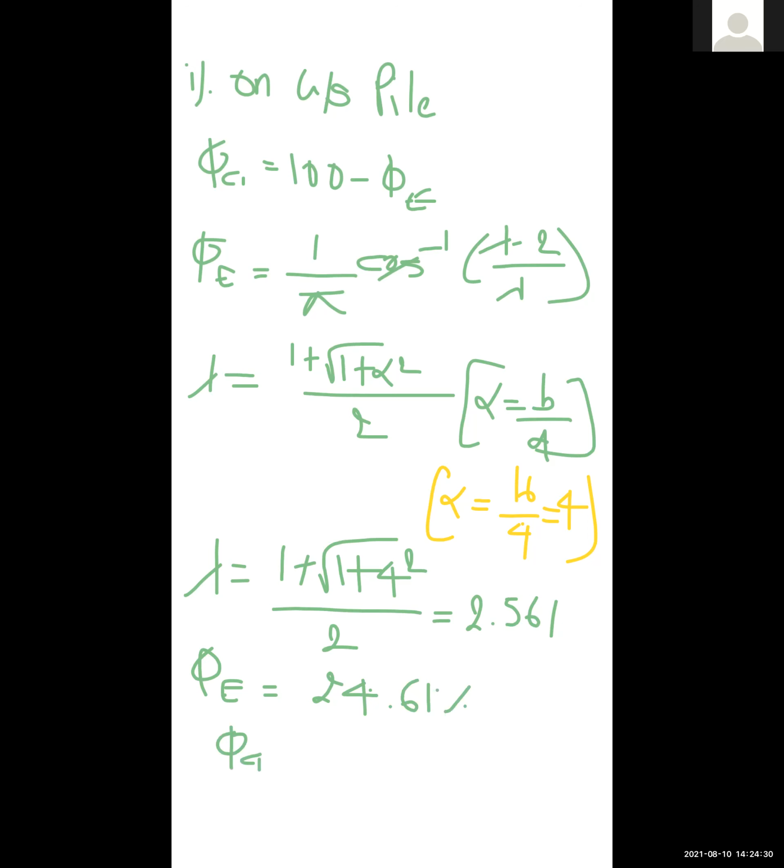Also, this phi C1 equal to 100 minus 24.61, and this is calculated as phi C1, that is the correction in sheet pile 1, that is 100 minus 24.61, and this value is equal to 75.38. Now percent, this is the correction.